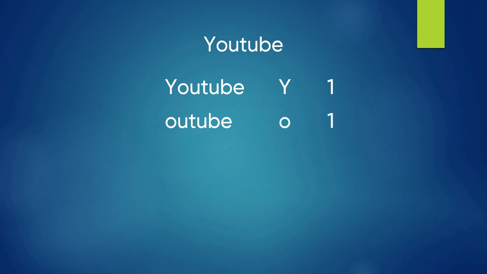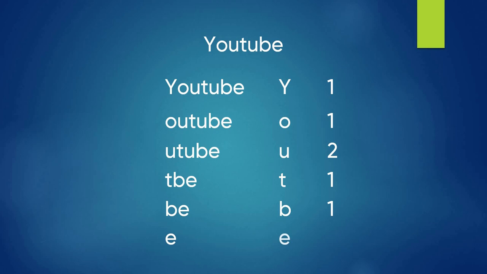O is repeated only once. Again I will replace all the O's and check U. So U is repeated 2 times. Now I'll replace all the U's and check for T, and now I'll check for B, and after that I'll check for E. So I'll write this logic in Visual Studio. So let's see.